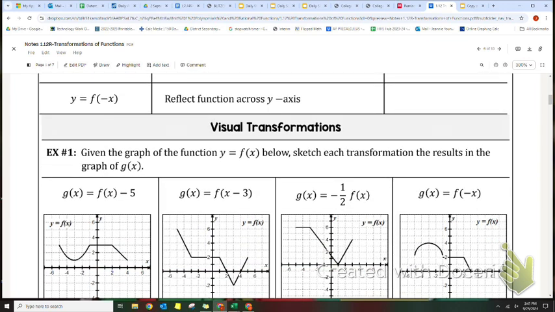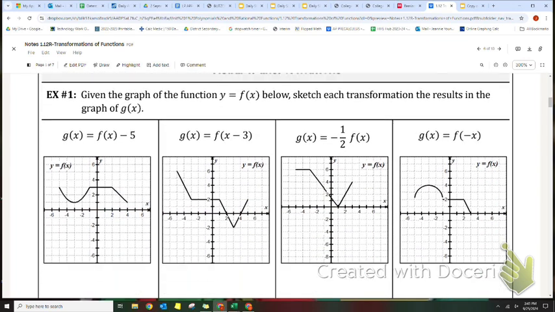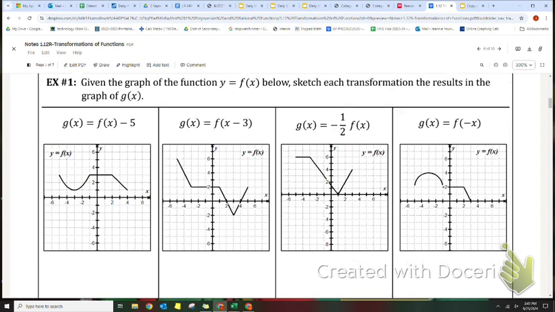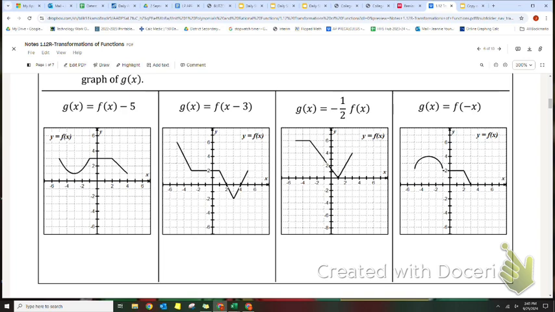Then some visual transformations. Here in example 1, it says, given the graph of the function y equals f of x below, sketch each transformation that results in the graph of g of x. They gave us f of x here, and they said g of x is going to be f of x minus 5. That minus 5 is not inside with x, which tells me it's going to affect my y's, and it says minus 5, so we're going to go down 5. So this is a vertical translation down 5.